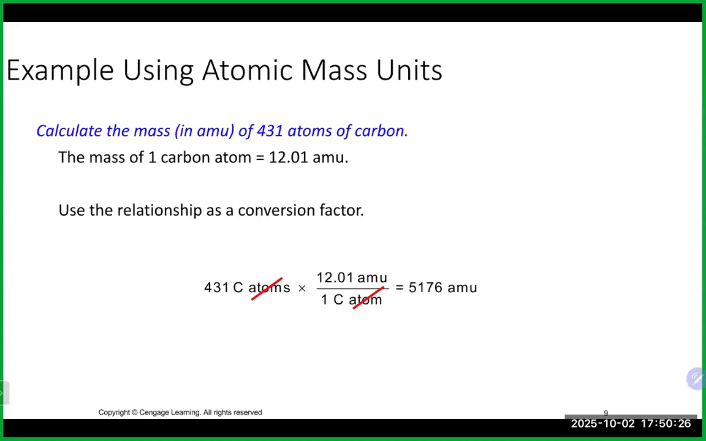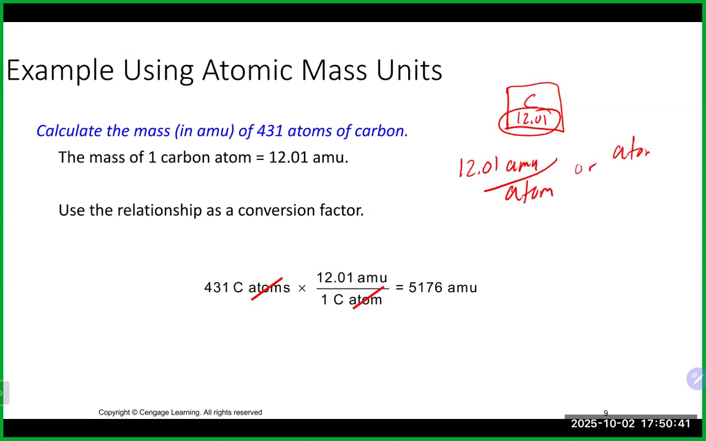So again, if you were to go to the periodic table for carbon, one of the ways you could use those numbers is in 12.01 AMU per atom. And you really could use it as a conversion factor. You could flip it around and put the atom up on top, and 12.01 AMU. So if you want to know the mass of 431 atoms of carbon, we could use the atomic mass to do that. Again, just setting up a dimensional analysis. Opposites cancel, so the atoms cancel, and that leaves you with AMU, which is our 5176 there.